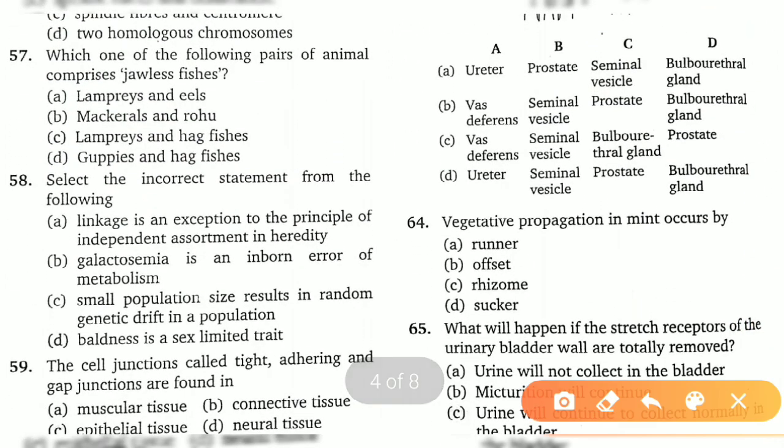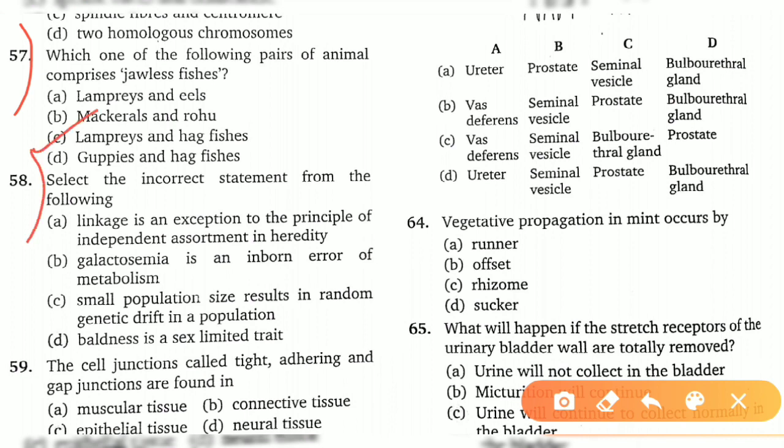Now 57th question. Which one of the following pair of animals comprises jawless fishes? Options are lamprey and eels, mackerels, rohu, lampreys and hagfishes, guppies and hagfishes. So the answer is lampreys and hagfishes.